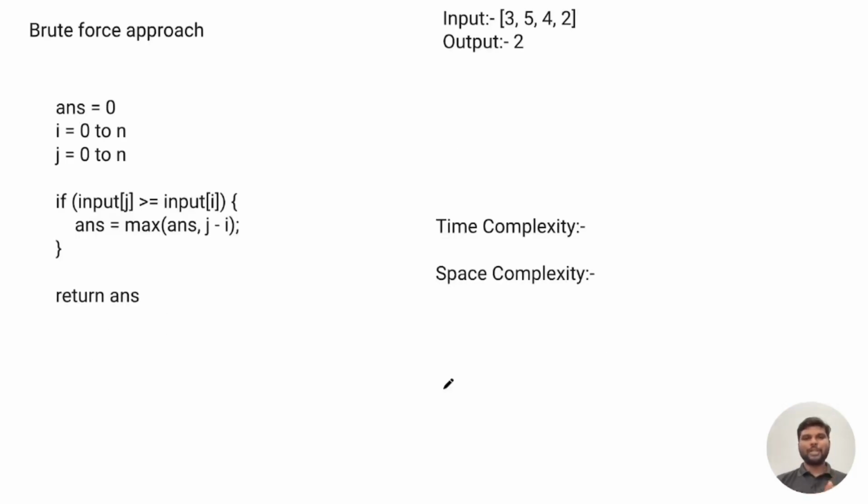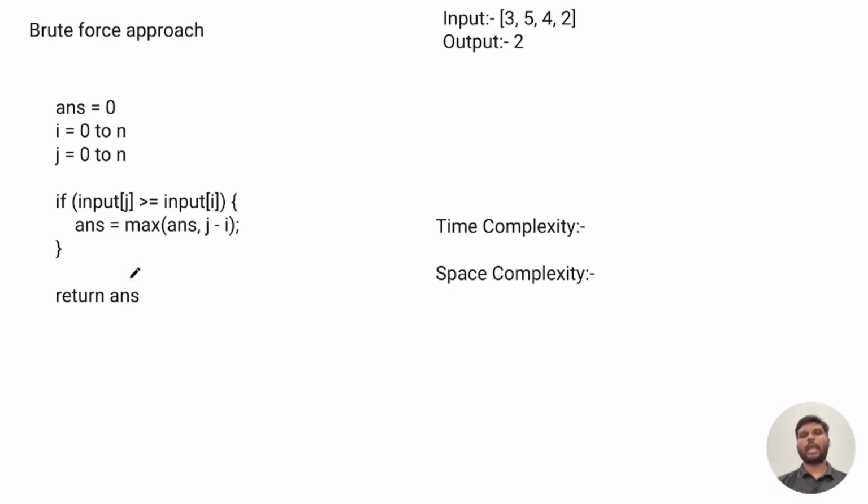So the first approach by which we can solve this problem is the brute force approach. We will do something which we have just done in our sample inputs and outputs. We will generate all pairs of numbers and calculate the difference between their indexes if input of j is greater than or equal to input of i. So we have two for loops, i from 0 to n and j from 0 to n, and we check if input of j is greater than or equal to input of i. If that's the case, we calculate answer, which is max of answer, initialized with 0, comma j minus i. So it gives us the maximum of either answer or j minus i, and we return that answer at the end of the function.